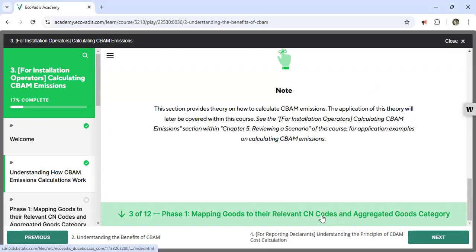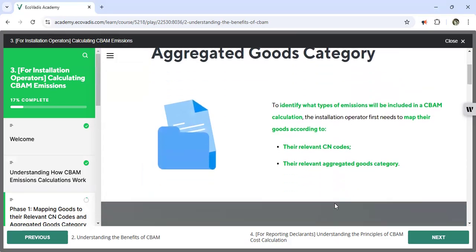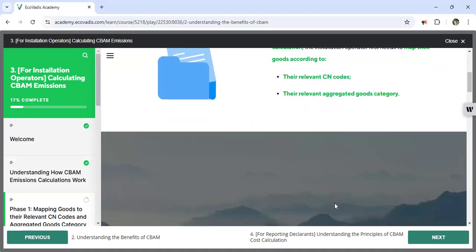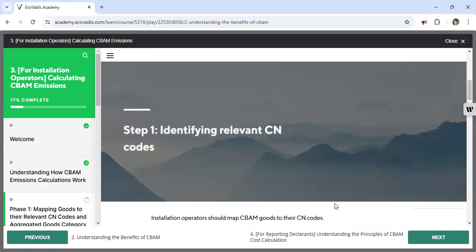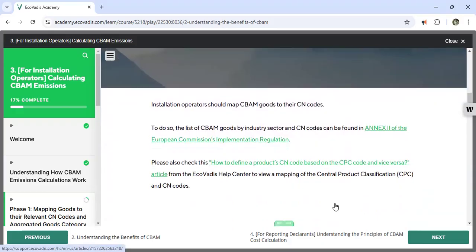Phase 1. Mapping goods to their relevant CN codes and aggregated goods category. To identify what types of emissions will be included in a CBAM calculation, the installation operator first needs to map their goods according to their relevant CN codes and their relevant aggregated goods category. Step 1. Identifying relevant CN codes.